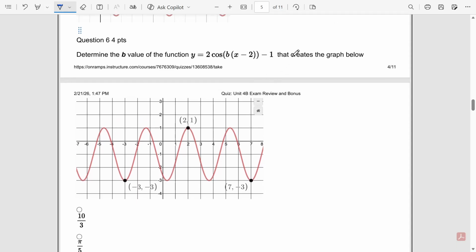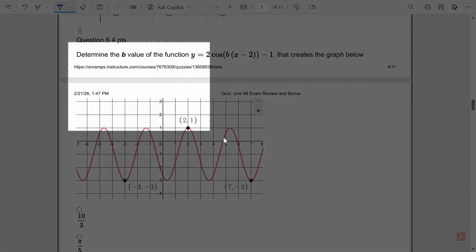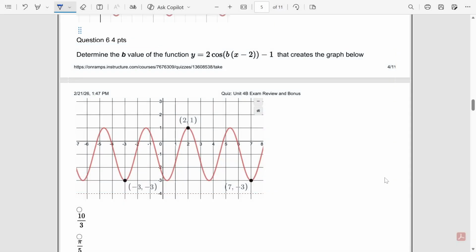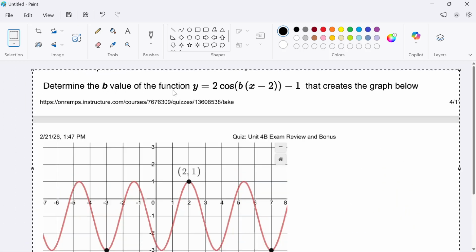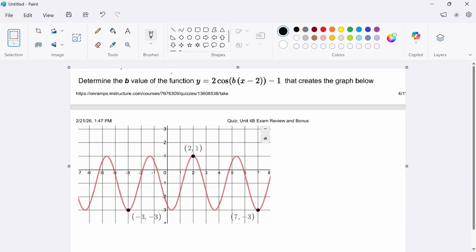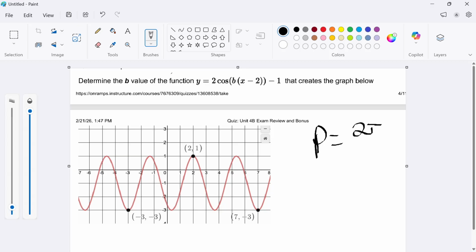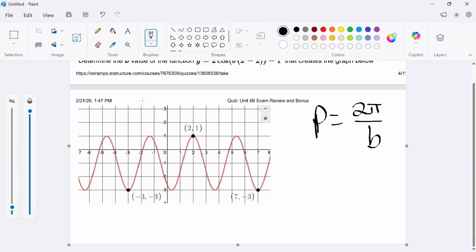Determine the b value of the function y equals 2 cosine b, x minus 2, minus 1, that creates the graph below. Well, I really don't have to worry about anything except the period, because remember, for cosine and sine, period equals 2 pi over b. So I just need to find the period. I really can't tell up here because I don't know what those coordinates are. But I do know coordinates down here. I know it's -3, -3, and 7, 3. That's a difference of 10.